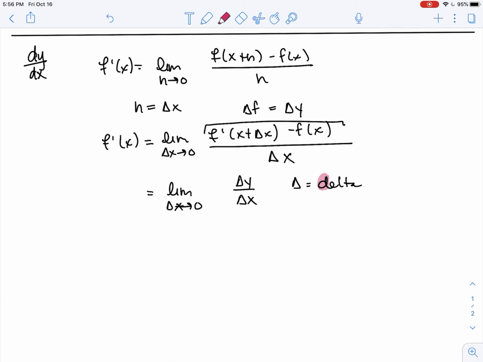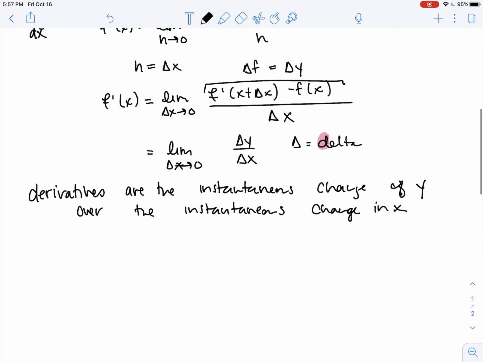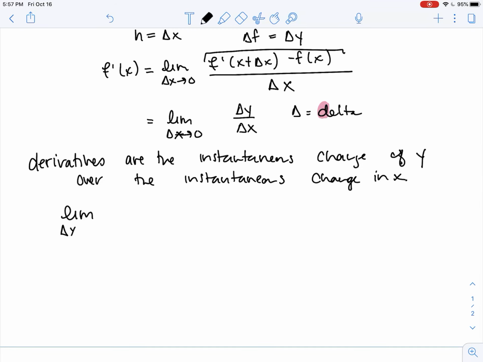Right? So this Leibniz notation is literally representing this function where d is the instantaneous change of y over the instantaneous change of x. So when we're talking about derivatives, they are the instantaneous change of y over the instantaneous change in x, right? So this limit as delta x approaches 0 of change in y over change in x can be written as dy over dx, and that's where the notation comes from.